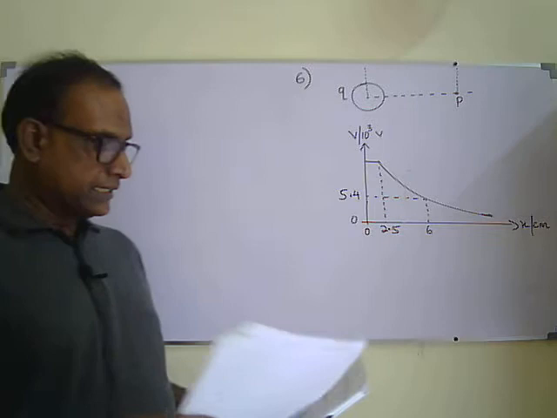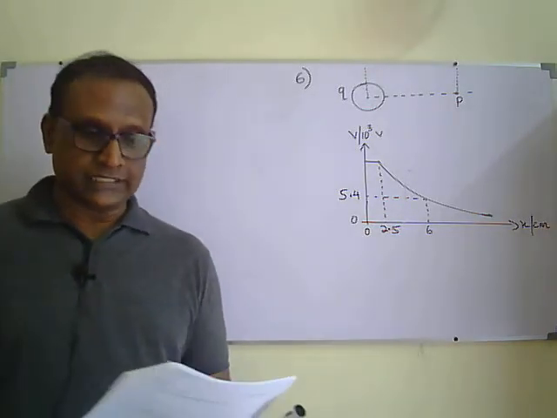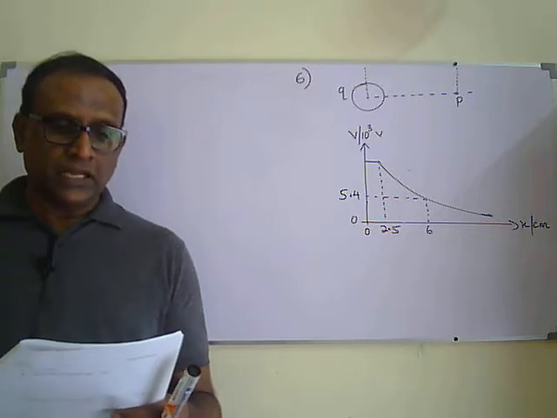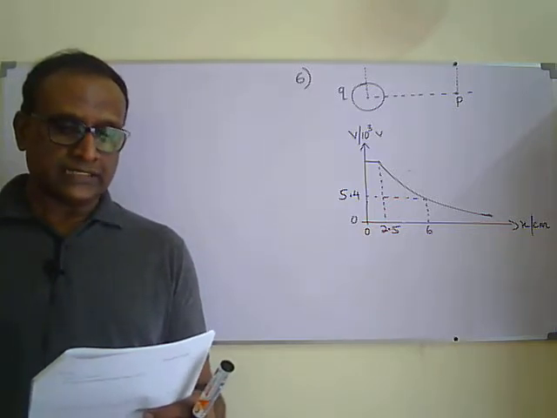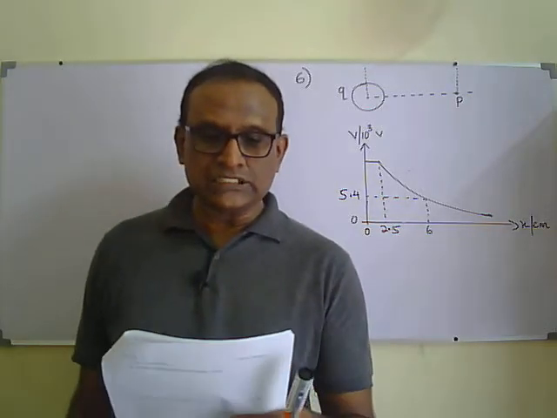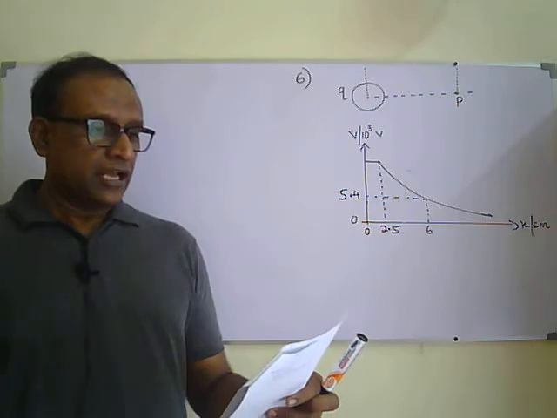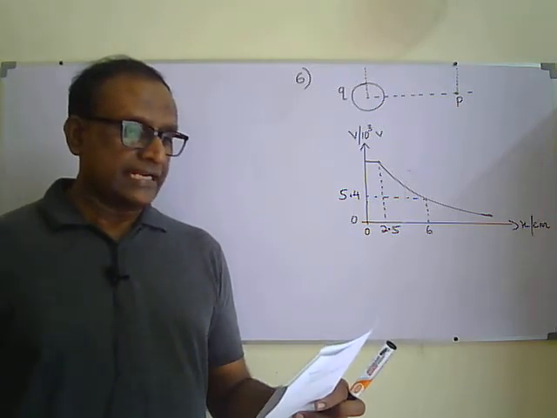Okay, question number 6, page number 14 in my worksheet. A part. For any point outside a spherical conductor, the charge on the sphere may be considered to act as a point charge at its center. By reference to electric field lines, explain this.